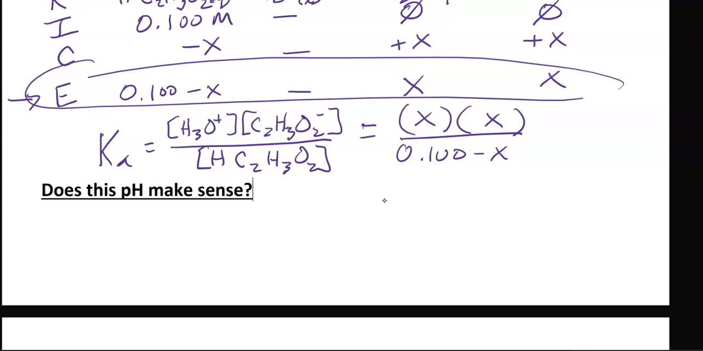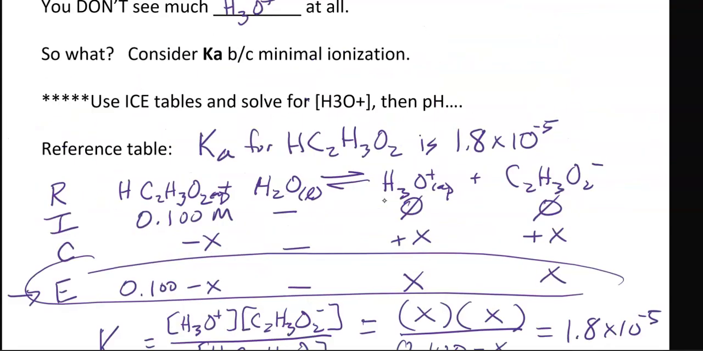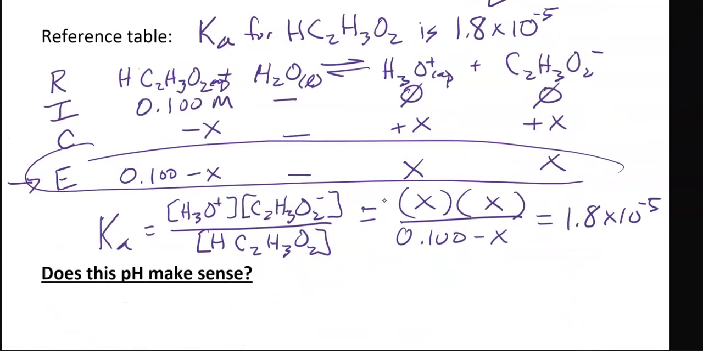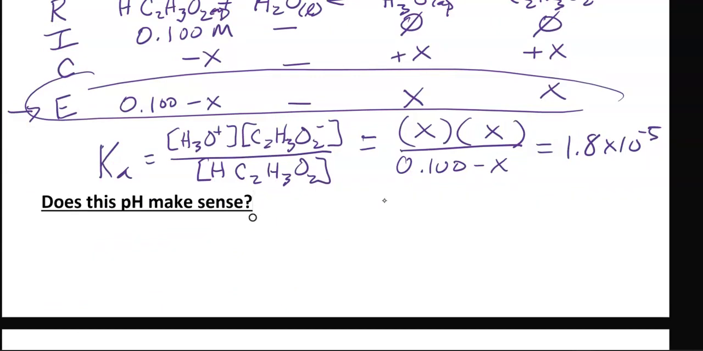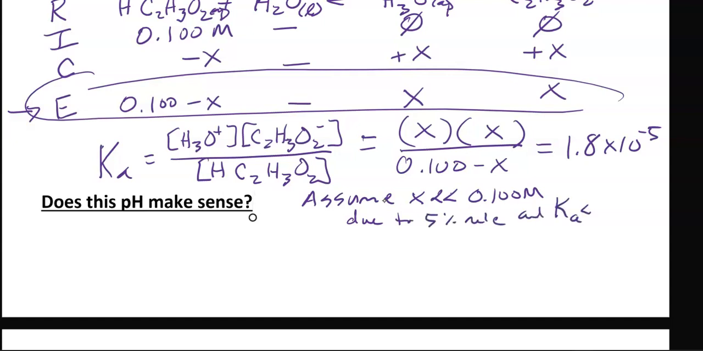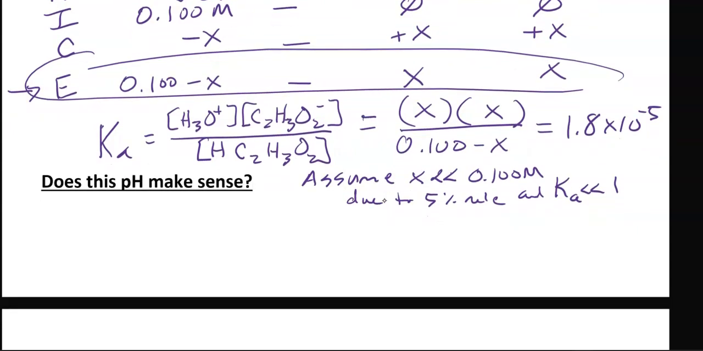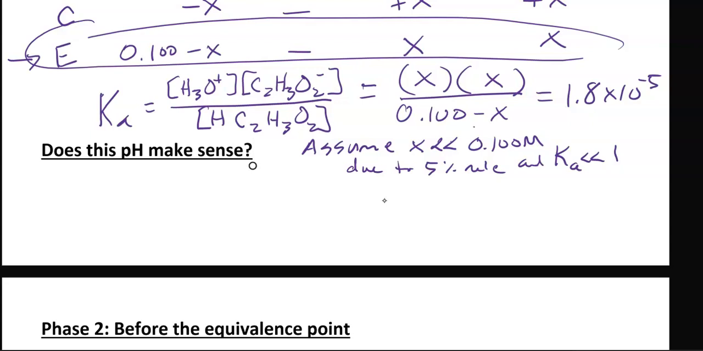minus X. This is all equal to 1.8 times 10 to the negative 5, which we looked up in our reference table, right? Put this little note on your paper, and you've heard me say this time and time again. We can use the 5% rule since this Ka value is quite lower than 1. We can assume that X is way less than that initial concentration of acid. So that actually helps us eliminate the X in the bottom part of the reaction.